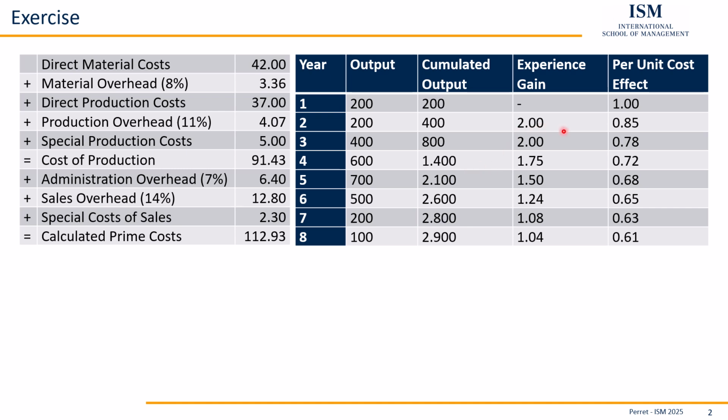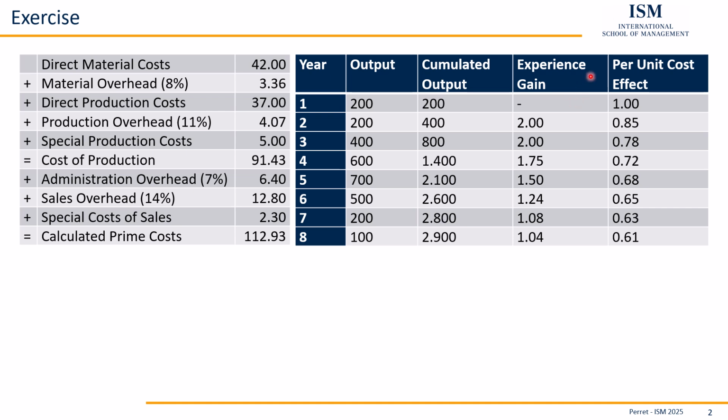Based on these experience gains, we can then calculate our unit cost effects. So in other words, by how much do our per unit costs reduce due to additional experience. And that's actually the part which we need, because this tells us by how much our production costs will reduce. And that's actually the important part with regard to this exercise.